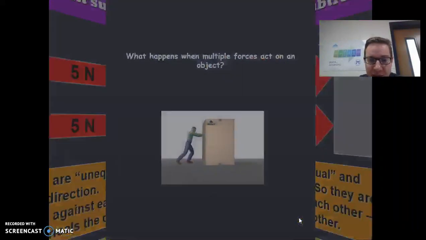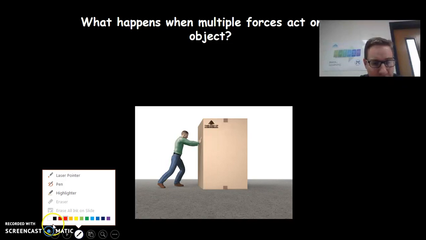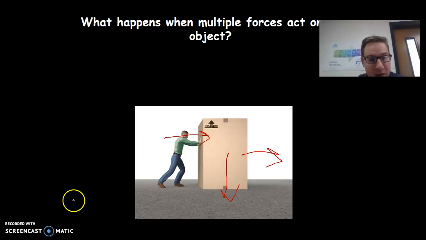Once again, what happens when multiple forces act on an object? We're going to take a look at this picture. We have a couple of different forces here. We have this guy pushing over here, and you have gravity pulling down. He's pushing this way, and gravity is pulling down. If the frictional force isn't as strong as him, then he will make that box move to the right. If the frictional force is stronger, will he be able to move it? Probably not. It'll be a balanced force at that point.